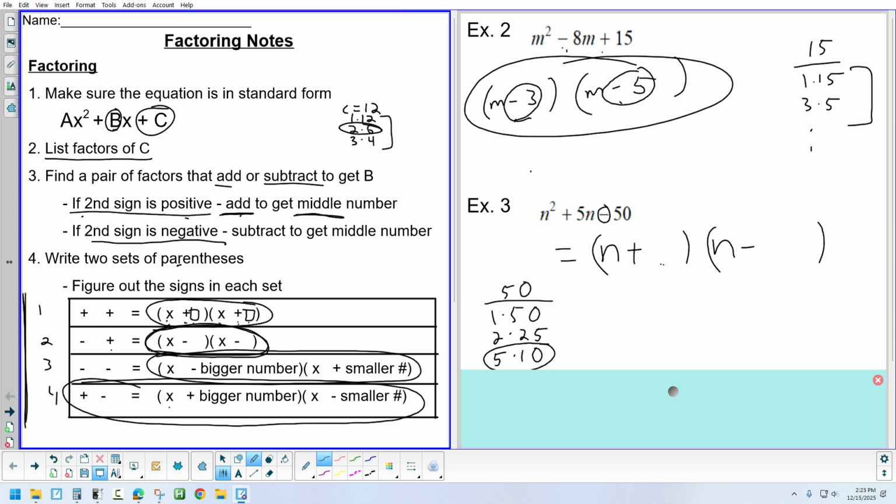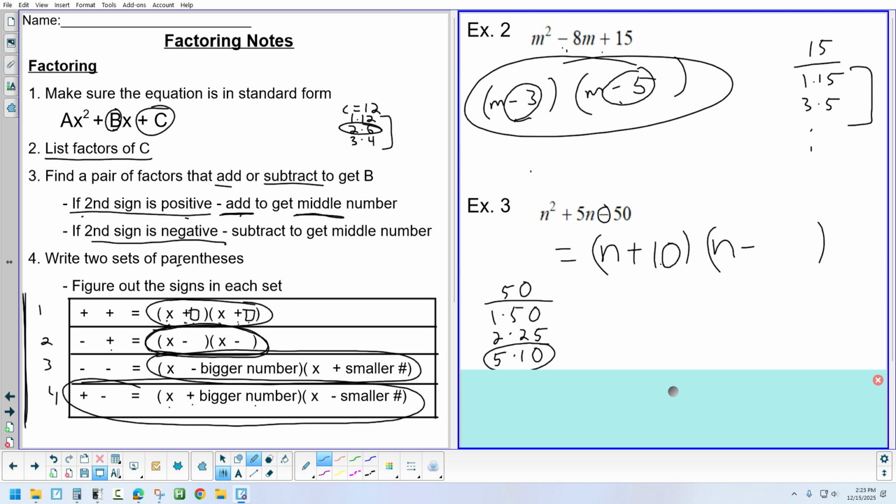You want to do x plus the bigger number. Which number is bigger? The 10. And then we want x minus the smaller number. What was the smaller number? 5. Perfect. And that's it. That's your answer. So this method that I'm showing you, you don't really have to do any guessing. You pretty much follow the table, and it will give you the answer every time.